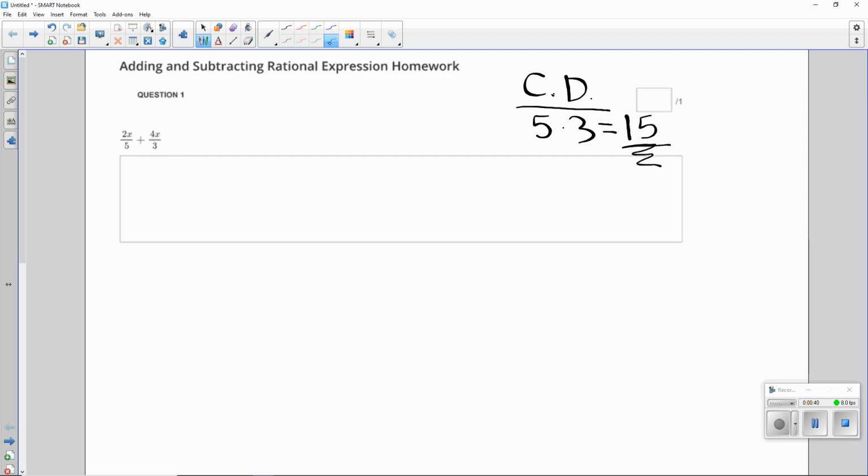So then, of course, going back to your 4th grade examples, we need to multiply the bottom left here by 3 to get it to 15. And whatever you do to the bottom, you got to do to the top, because ultimately, we're multiplying by 3 over 3, which is just 1. So this is going to be 6x over 15. The other one, we need to get it to 15, so we're going to multiply bottom and top by 5. So that gives us 15 at the bottom, and that gives us 20x at the top.